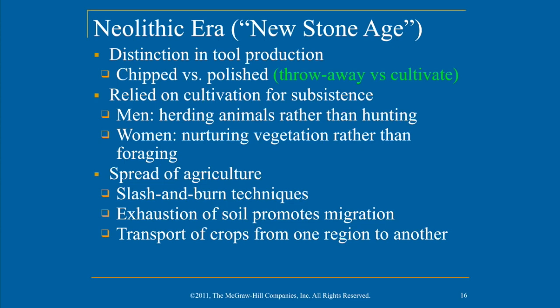There's transport of crops from one region to another. If you're able to grow rice because you were able to find rice in a certain area, but then you do your slash and burn technique for a couple years, and then you have to move on because the soil is dead, you're now taking that rice that you found and moving it to a whole new area.